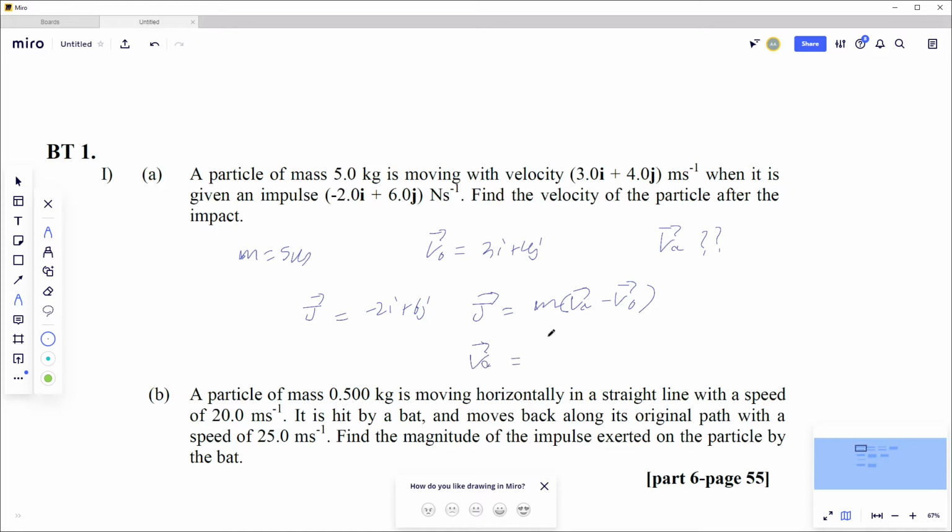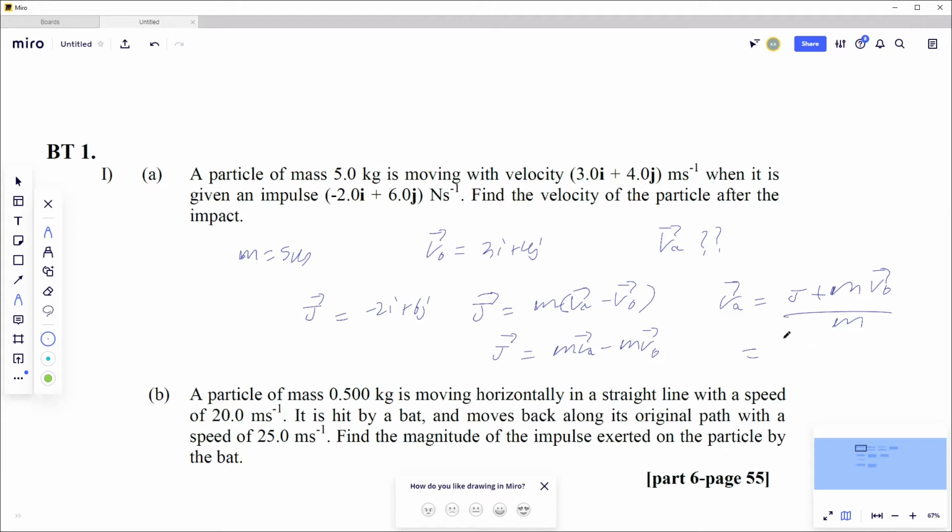If you want to do it step by step, J is m va minus m vb, and then take that to the other side, divide by m. To isolate va, you're going to get J over m plus, because we take it to the other side, m vb over m. So we just add them: minus 2 plus 5 times 3, and 6 plus 5 times 4, and divide by 5 in the end.